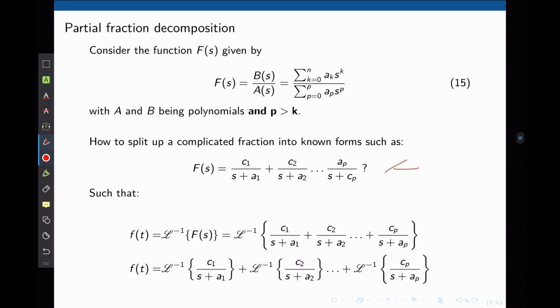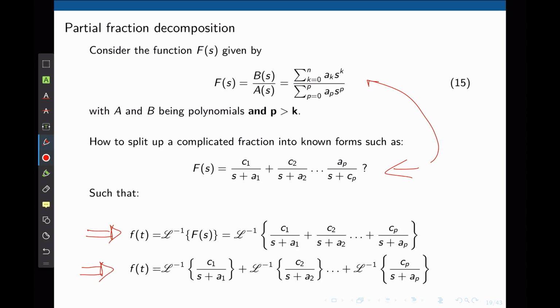The equation that we see here should be equivalent to equation 15, but now we have smaller fractions to take the inverse Laplace transform. And because we know that the Laplace transform is linear, the inverse of F(s), as we see here, is equivalent to taking the inverse Laplace of each individual fraction and adding them up.